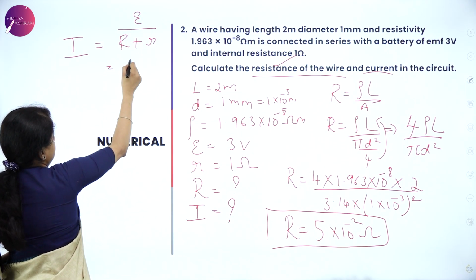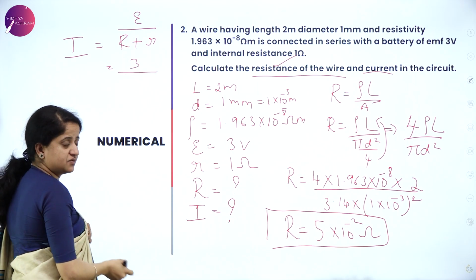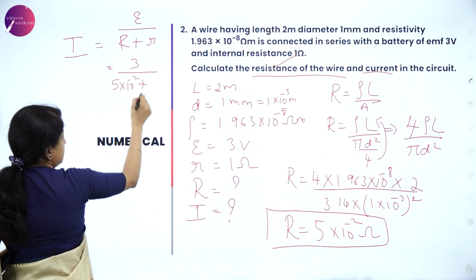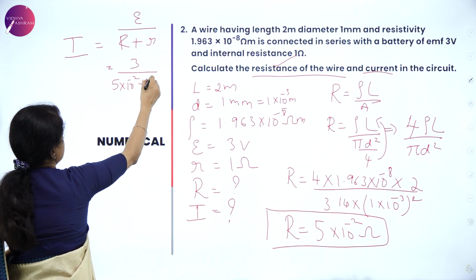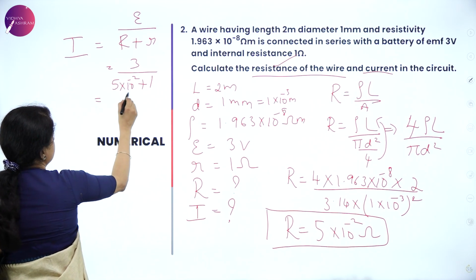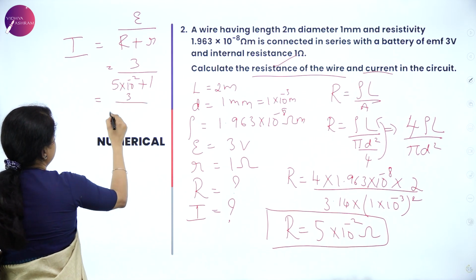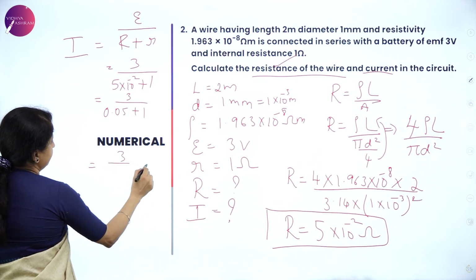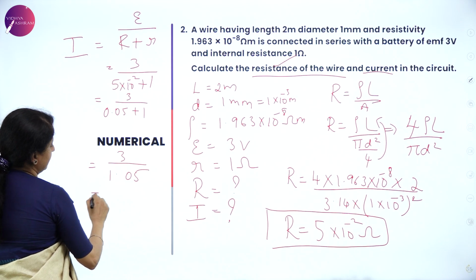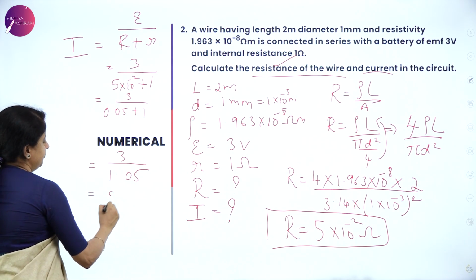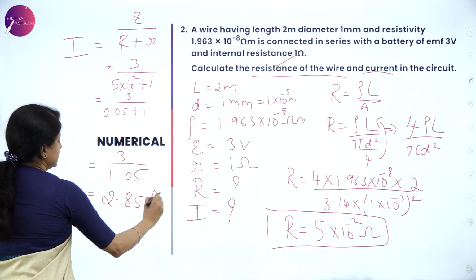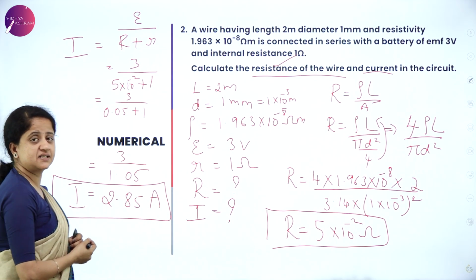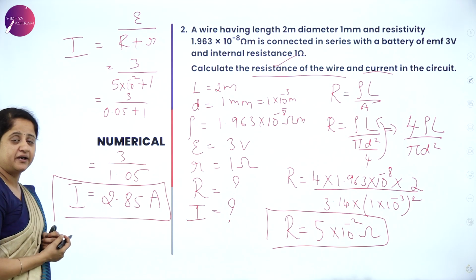Now what's the value of E? It is 3 volt, and the resistance we have calculated is 5 into 10 power minus 2, plus the internal resistance is 1. So it can be 3 divided by 5 into 10 power minus 2, which is 0.05, plus 1. So it will be 3 divided by 1.05. Solving this we get 2.85 amps. Since we are calculating the current in a circuit, the unit of current is ampere, and hence it is 2.85 amps.